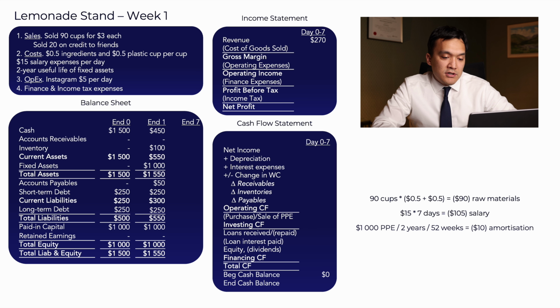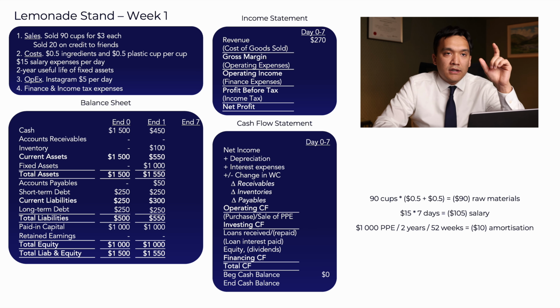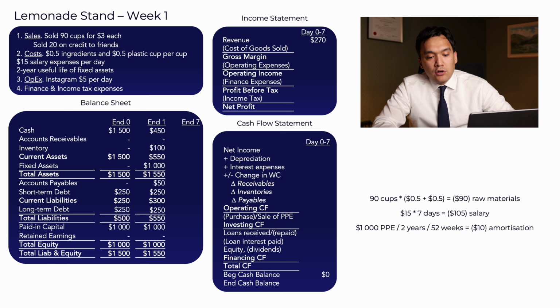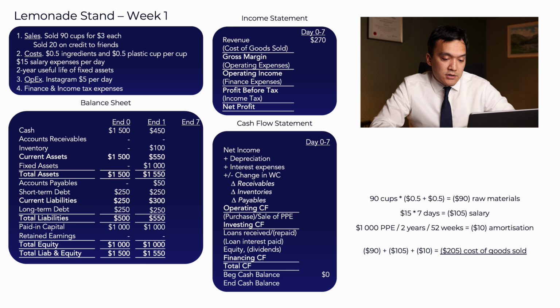And for the amortization expense, we have $1,000 of fixed assets, and we have a 2-year useful life. So $1,000 divided by 2 years and by 52 weeks, we get an amortization expense of $10 per week. So 90 plus 105 plus $10 is $205, our cost of goods sold for week 1. So 270 minus $205, we have a gross margin of $65 during the first week.